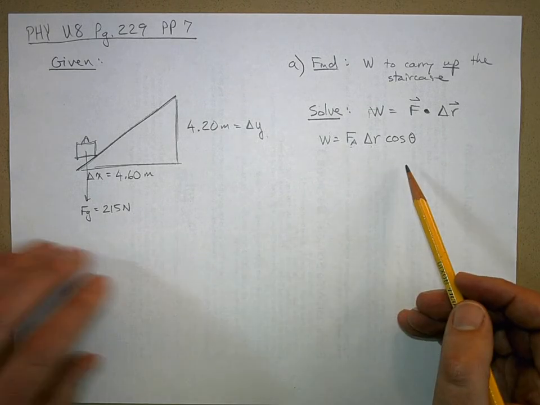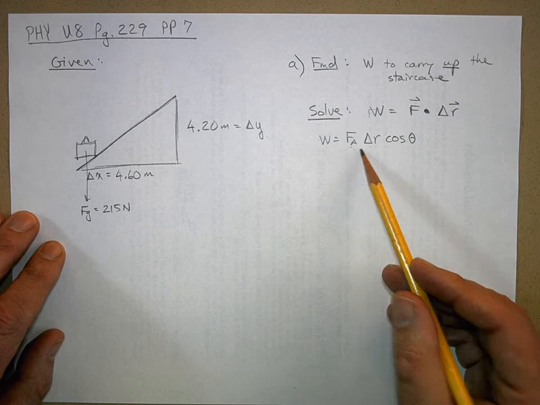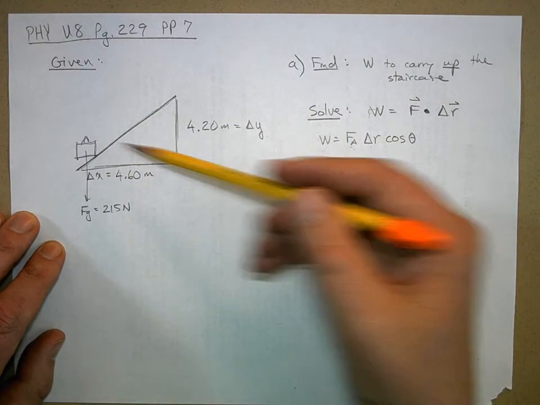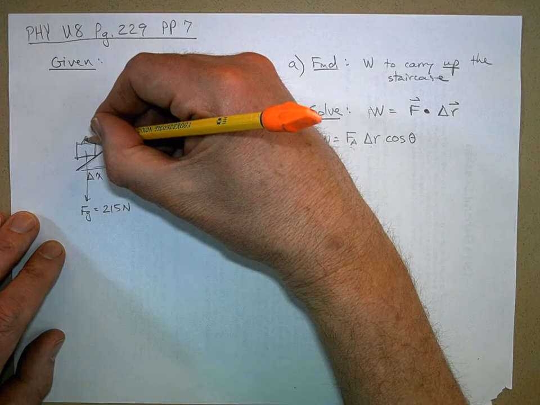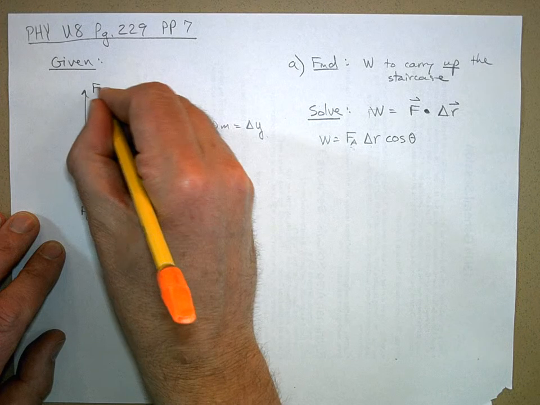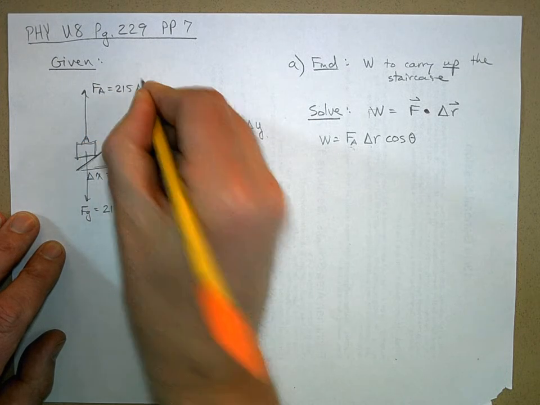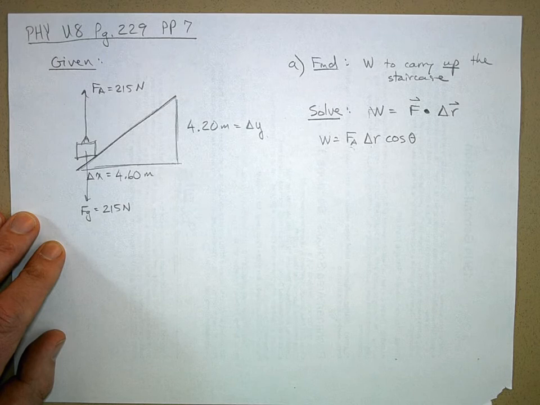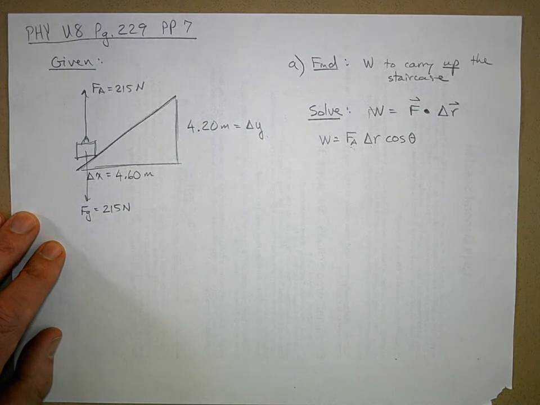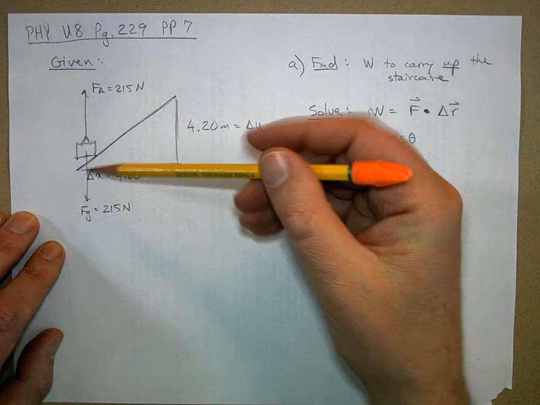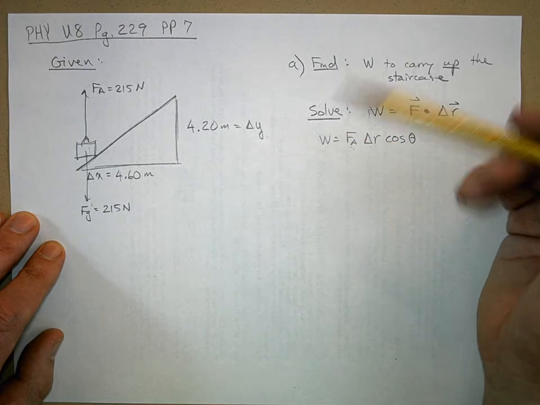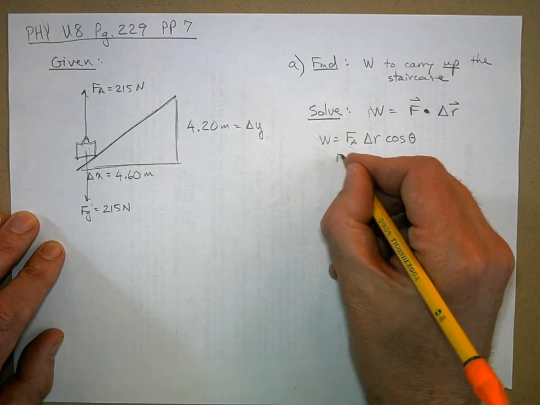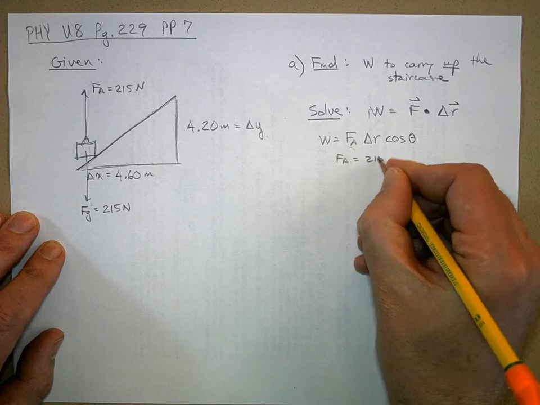And so you go, okay, well, what's the applied force? Let's figure that out. Well, I look back here and I say, gravity is pulling down with 215 newtons. So the person has to pull up with an applied force that's equal to the weight. Now, the suitcase is moving up the staircase with constant velocity. There's no acceleration here, so there's no net force acting on the suitcase. Therefore, the applied force is just equal to the weight, except that it's up instead of down. So we now know that the applied force is equal to 215 newtons.